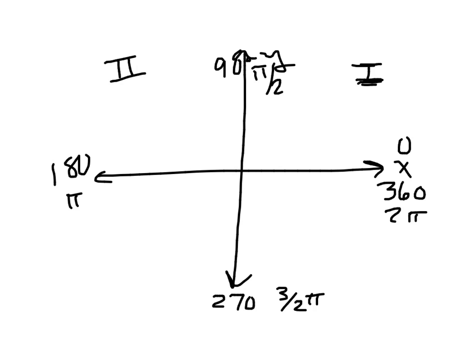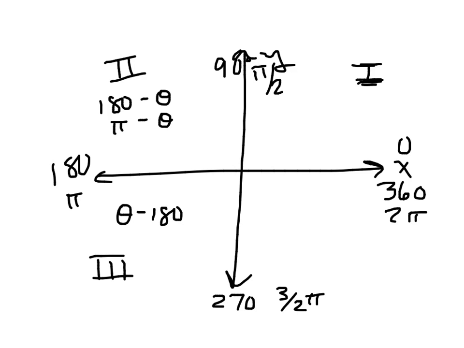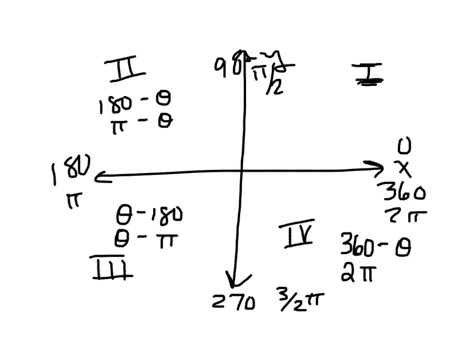All right, so if we're in quadrant 1, the reference angle is the same size as your angle. If you're in quadrant 2, one of the ways you could find it is to take 180 minus whatever your theta is, if you're in degree mode, or pi minus whatever the radian measure is. If you're in quadrant 3, you would take the angle minus 180, or the angle minus pi. And if you're in quadrant 4, which is this one down here, you take 360 minus whatever your theta is, or 2 pi minus whatever your theta is, based on whether you're in degrees or radians.